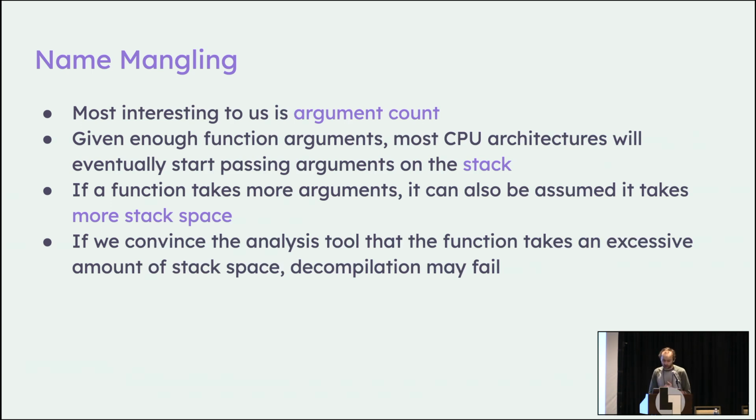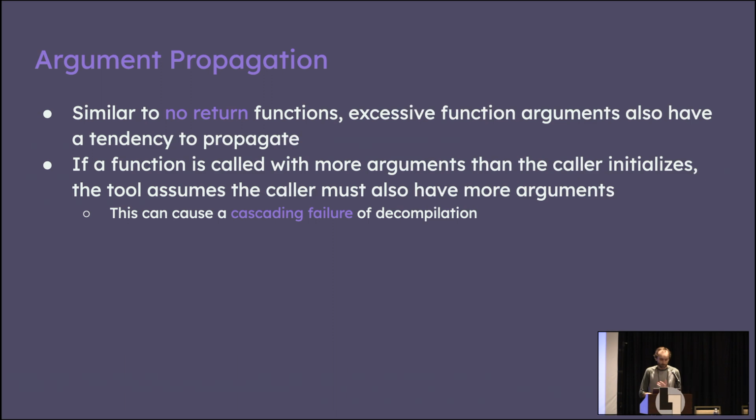And so if we can convince the decompiler that the function uses an excessive, impossible amount of stack space for its arguments, it's going to screw up its ability to actually decompile that function, or at least it may, because this varies a little bit from tool to tool. And then, similar to the no return trick, this also has a tendency to propagate between functions.